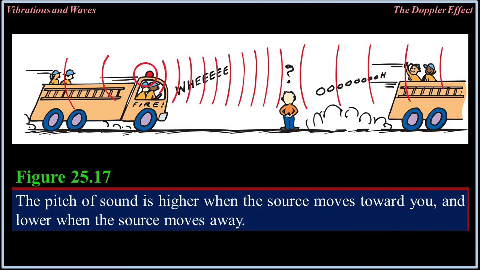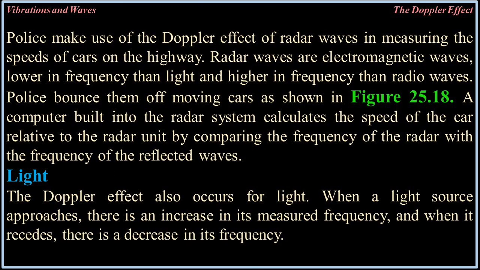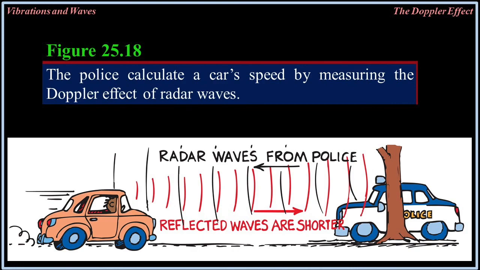Figure 25.17. The pitch of sound is higher when the source moves towards you and lower when the source moves away. Police make use of the Doppler effect of radar waves in measuring the speeds of cars on the highway. Radar waves are electromagnetic waves, lower in frequency than light and higher in frequency than radio waves. Police bounce them off moving cars, as shown in Figure 25.18.